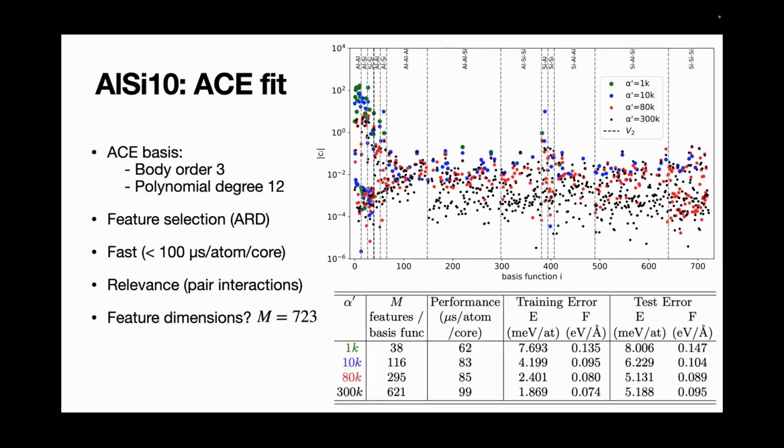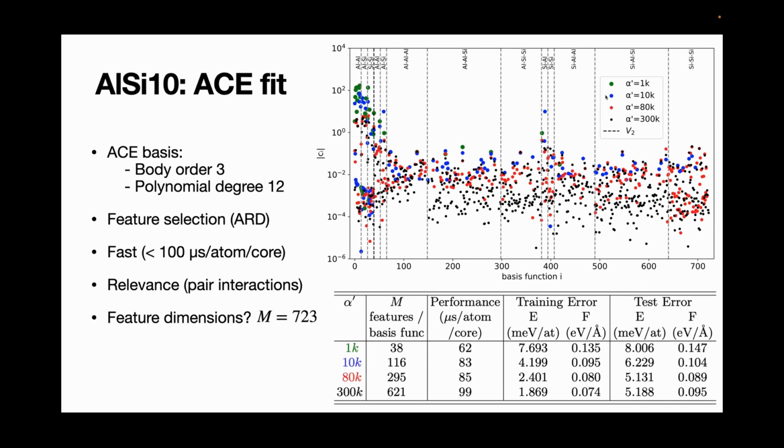Next, we are going to fit the data using our ACE model, and the ACE basis we've chosen here is body order 3 and polynomial degree 12. And actually, if you look here at the top, or if you look at this plot here, this is our C vector. So you can see that ACE is quite interpretable, because actually, if you look at the coefficients in your solution, you can actually translate them to a basis function, and we can actually look at what the indices were and the elements. What we used for the fit here is feature selection to try and determine which features have most relevance using ARD.